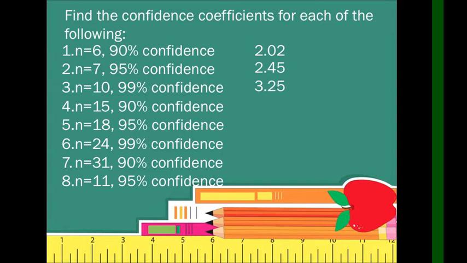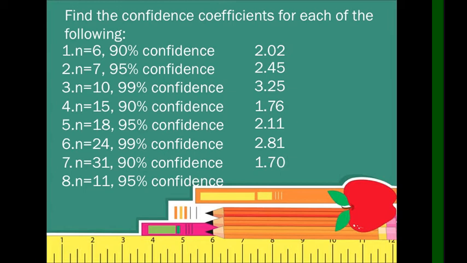N equals 15, 90% confidence. That's 1.76 because the DF is 14. How about n equals 18? What's the DF? That is 17. With a 95% confidence interval, we will have 2.11. N equals 24, with a 99% confidence interval, the DF is 23. So we have 2.81. N equals 31 with a 90% confidence interval. The DF is 30, so we have 1.70.